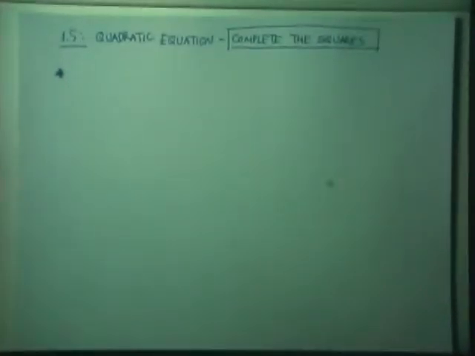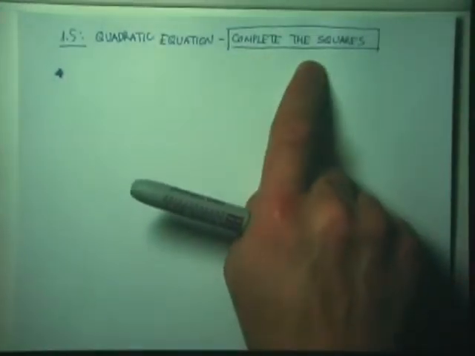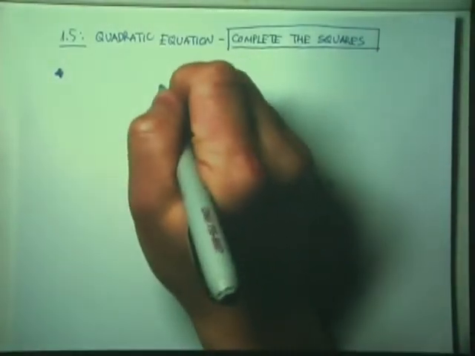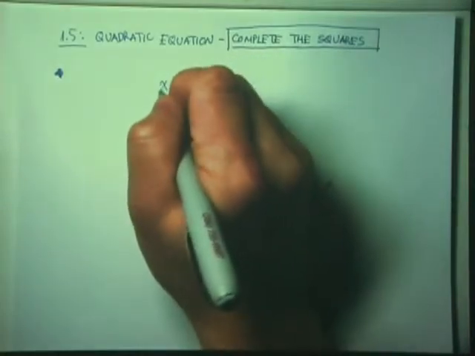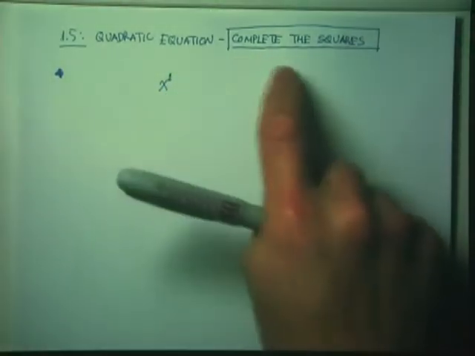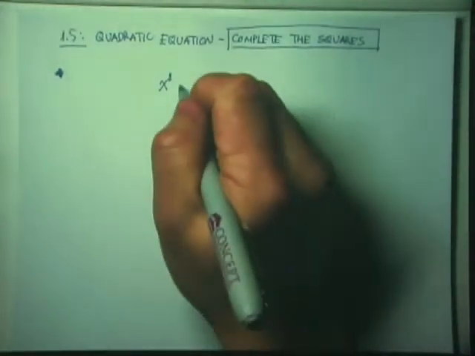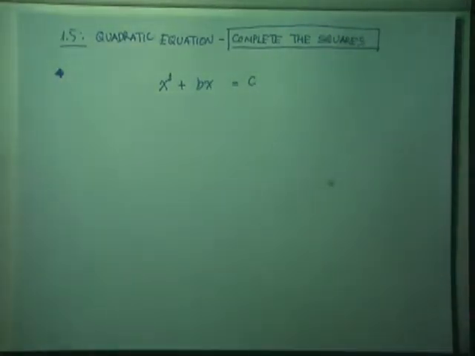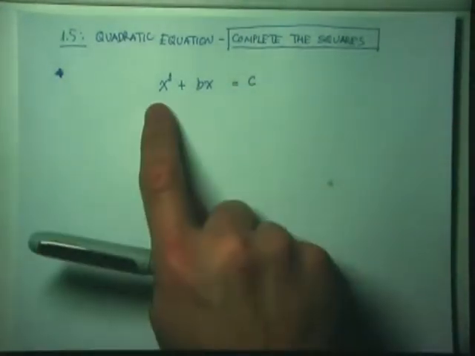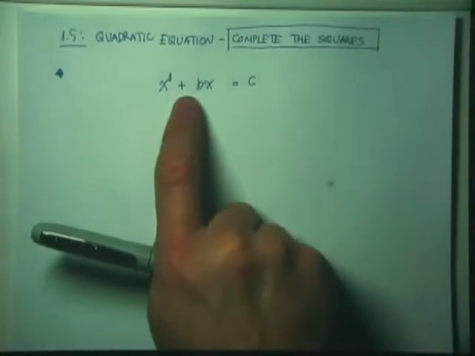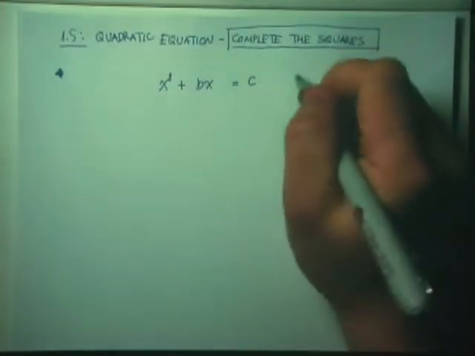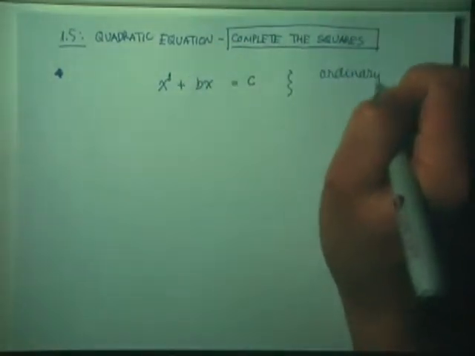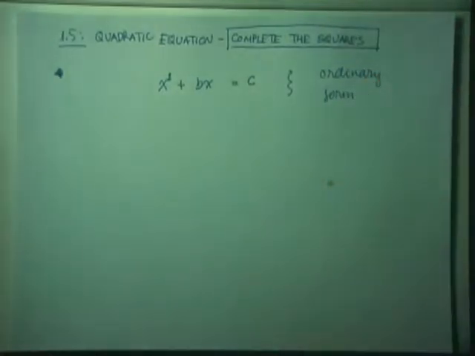openly. To proceed with the complete the square method, you need your equation to be in the so-called ordinary form. The ordinary form, which allows you to use the complete the square method, is x squared plus bx equals a number on the other hand side. You must bring your quadratic into the form of an x squared term plus a bx term equals c. I call that form the ordinary form. Once again, we have discussed this in class.